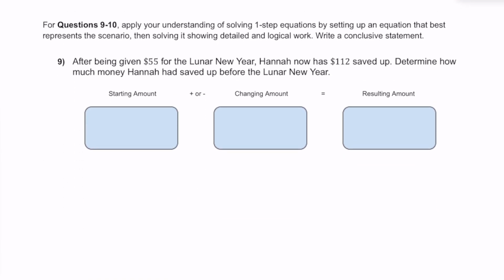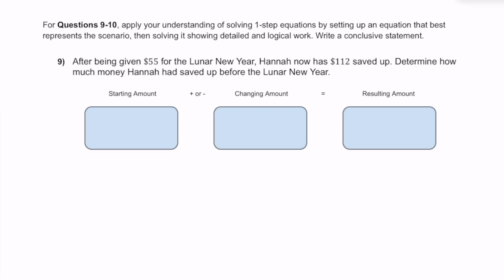So for questions 9 through 10, we're going to go ahead and apply our understanding. We have to go ahead and set up an equation that best represents the scenario that we're given. Then we're going to go ahead and show detailed and logical work, then write a conclusive statement since it's a word problem or application problem. So after being given $55 for the Lunar New Year, Hannah now has $112 saved up. Determine how much money Hannah had saved up before the Lunar New Year.